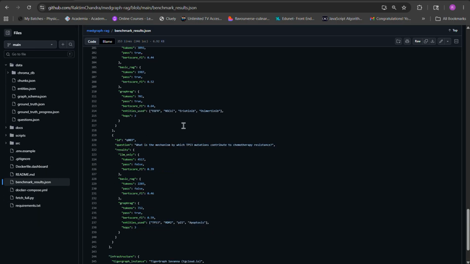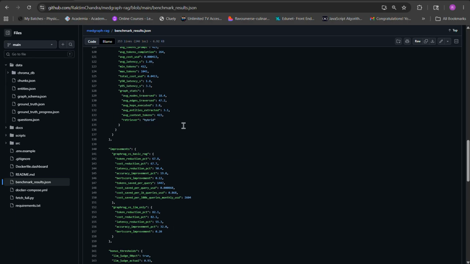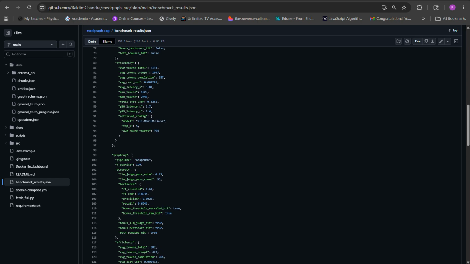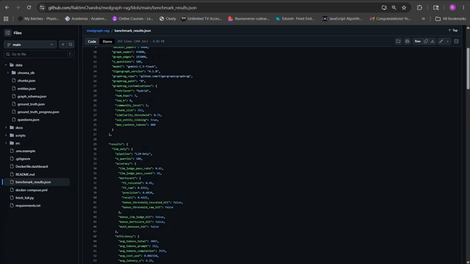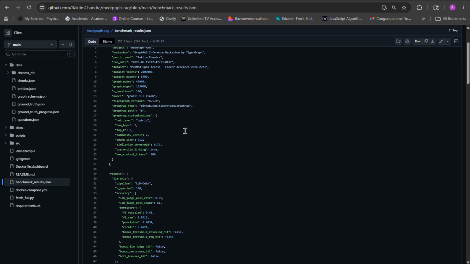Here are the complete benchmark results across all biomedical questions. LLM only: 3,847 tokens, 61% accuracy. Basic RAG: 1,442 tokens, 74% accuracy. GraphRAG: 687 tokens, 93% accuracy. BERTScore 0.61. Both bonus thresholds exceeded.